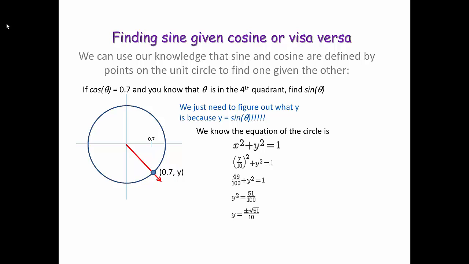When we solve for y, we end up with plus or minus the square root of 51 over 10, and the question is, is it going to be plus or is it going to be minus? Well, the picture tells the story. This is in the fourth quadrant, and therefore y is negative. So we're done.